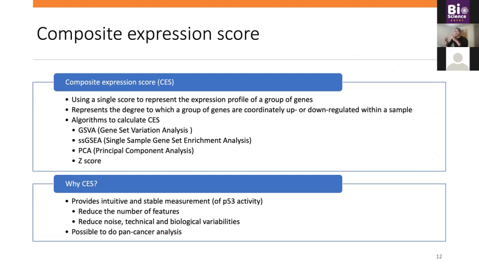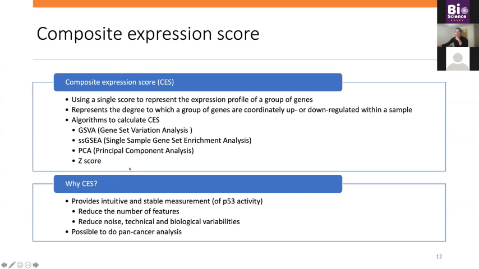So this score measures whether genes are coordinately up or down regulated within a sample. So one sample, one score. And we use 4 different algorithms. All these algorithms are published or well established to calculate the CES. We use GSVA, ssGSEA, and PCA, where we use the first principal component, and the Z-score.